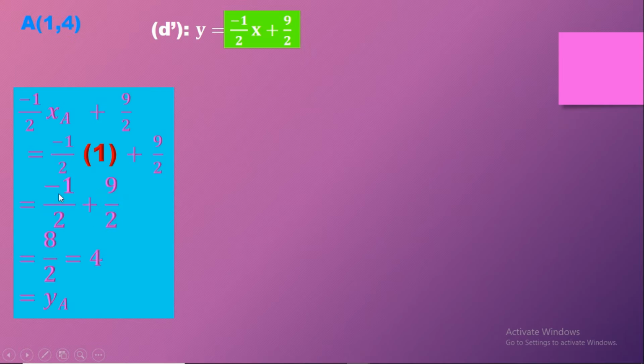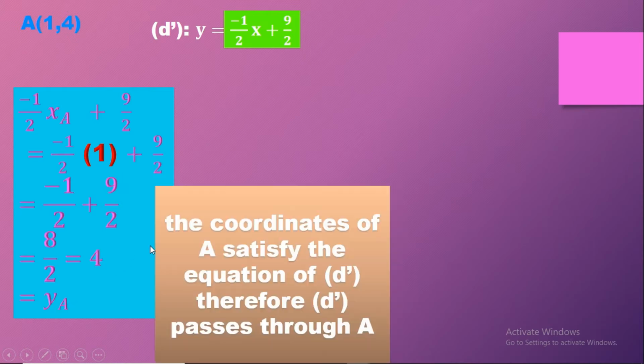Same denominator, we add the numerators: minus 1 plus 9 is 8, and 8 over 2 gives us 4. Isn't it equal to ya? Well, in this case, we can say that the coordinates of A also satisfy the equation of the straight line D prime. Then D prime passes through A.